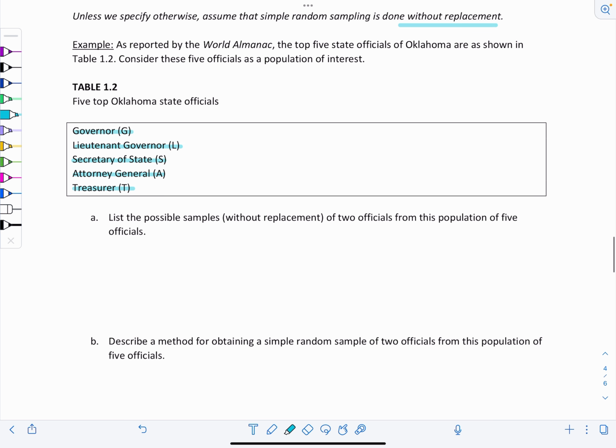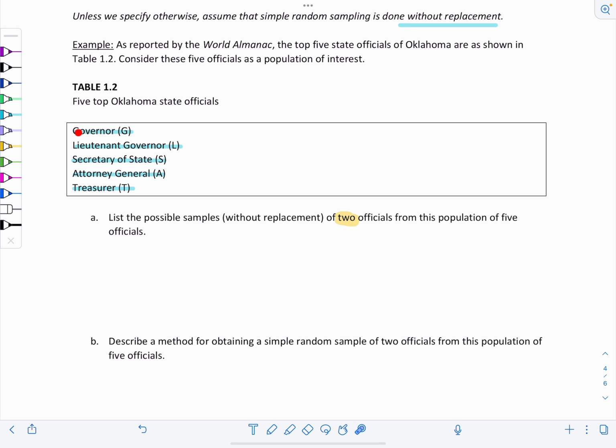Okay, so A says list the possible samples without replacement, okay? So you're not putting one back once you've picked it. It cannot be chosen 2 times in a row. Of 2 officials from this population of 5 officials. So we're picking 2 from the 5. What are all the possible samples? So you basically just want to come up with all possible pairings.